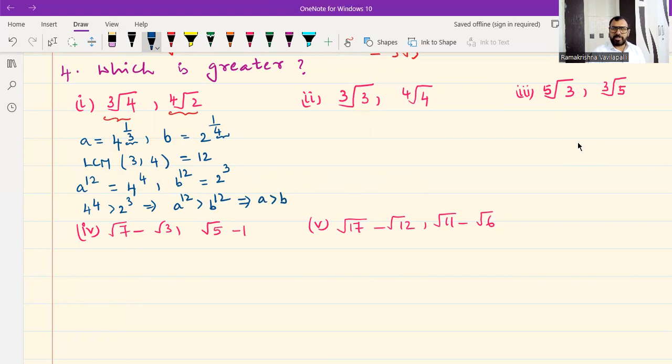The simple logic is that suppose A is greater than B greater than 0. If you raise both to any power, the inequality stays the same. Okay, so this is vice versa. Therefore, A is greater than B, which means that the cube root of 4 is greater than the fourth root of 2. This is a very good question. Similarly, you can solve such questions in a similar fashion.